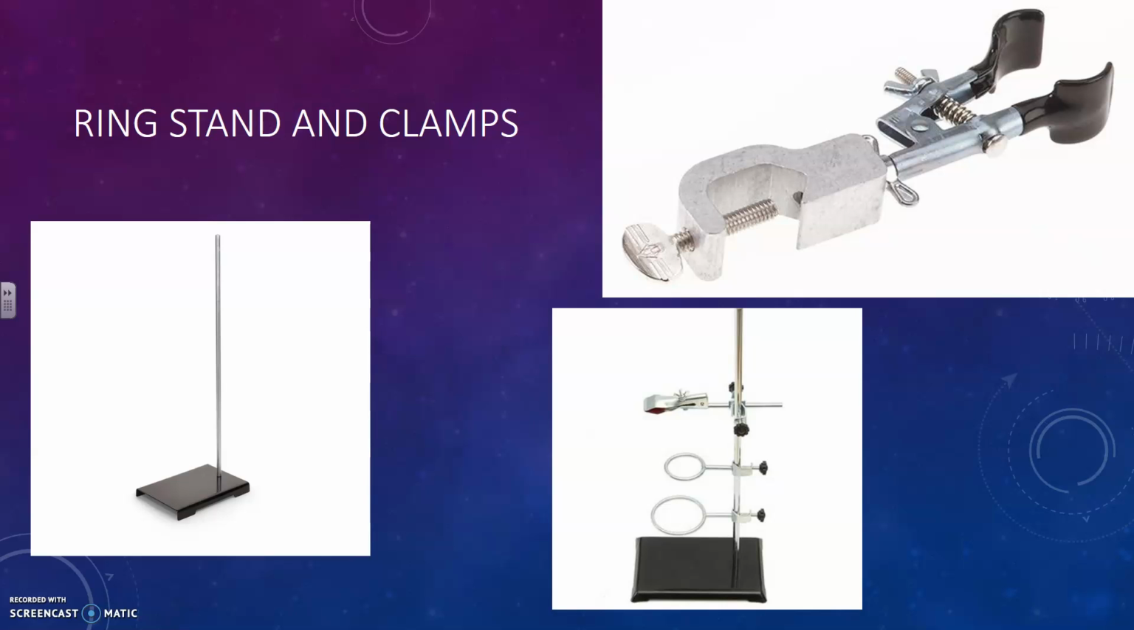You also have ring stands and clamps. So the ring stand is basically you have a flat portion at the bottom and then just kind of a pole sticking up out of it. And that you can attach clamps like this one onto. You can also attach rings to, like these. And then you can put stuff on top of the rings. So that's why it's called a ring stand.